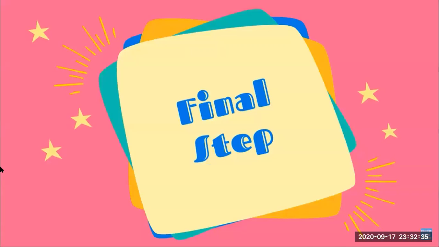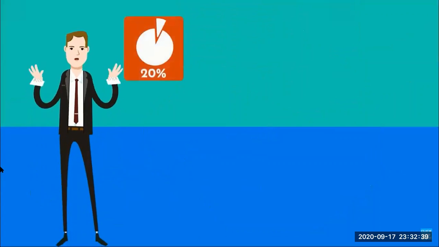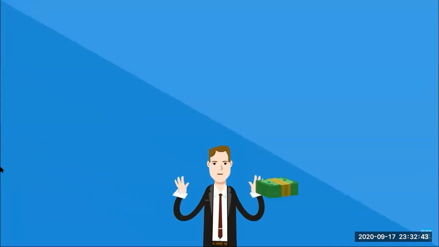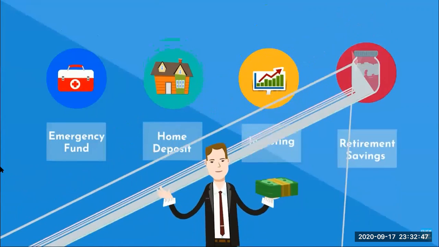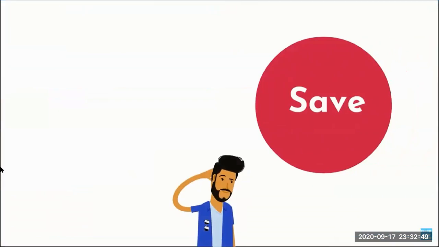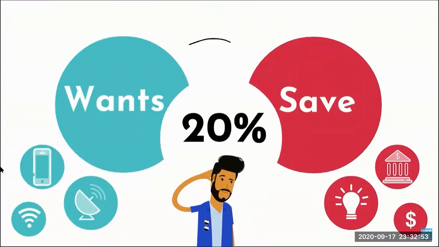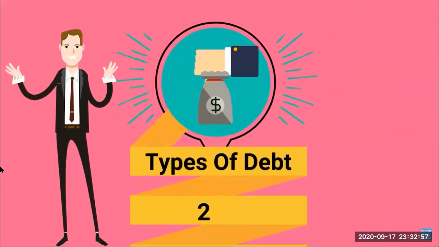Now the final step. Step 3. Save up. The final 20% of your paycheck should go towards your savings and paying off debt if you have any. This money can be used as an emergency fund, a deposit for a home, for investing, or savings for retirement. If you feel as though that 20% isn't enough, you can transfer more money from your wants list into this account. Now let's talk about the types of debt that should be included in the 20% category.